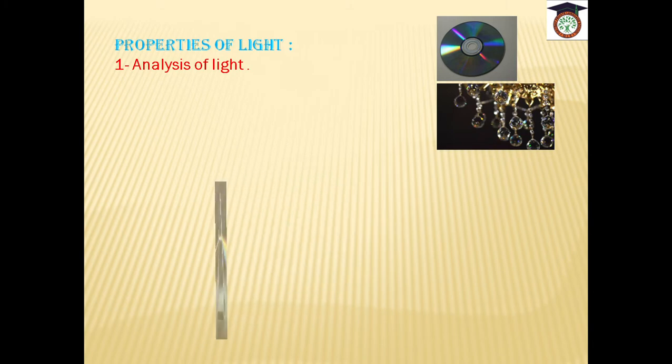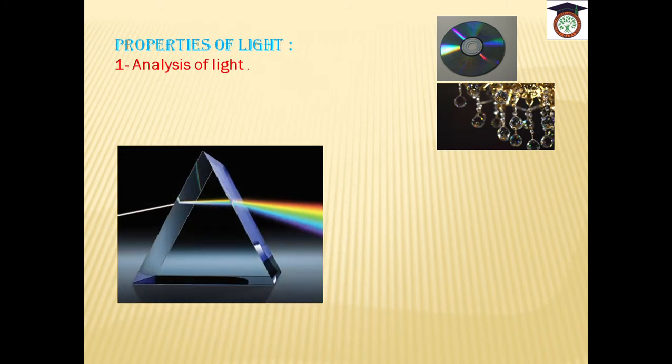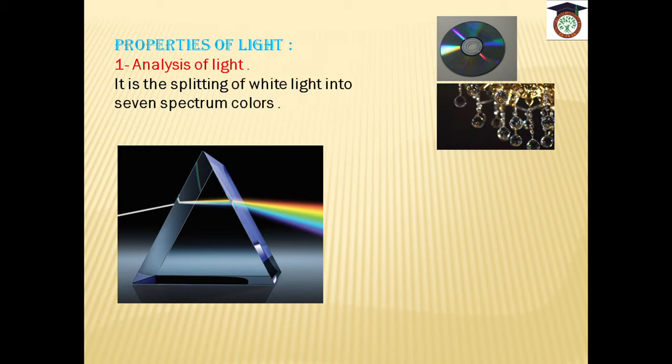Similarly, a prism, a glass prism. This triangle is called a glass prism. If this glass prism faces white light or sunlight, you will see that it can be split into 7 colors. Those 7 colors are called the 7 spectrum colors, which is the analysis of light. Analysis means the splitting or breaking down of white light into 7 spectrum colors.